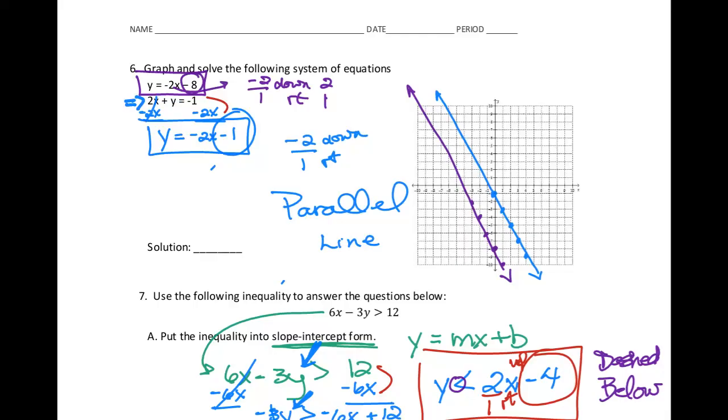So, what is my solution? That is no solution, which you can write as no solution, or you can put that symbol, which is a 0 with a slash through it. That means no solution. But you can also write out no solution. Right, Brandon?